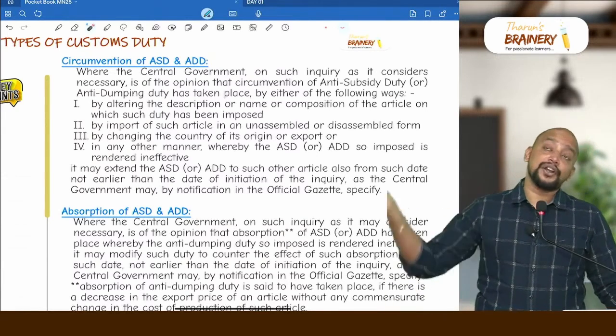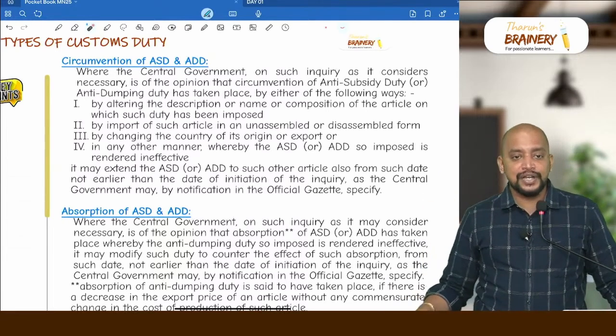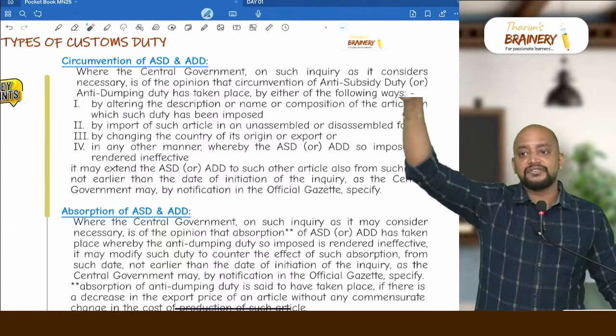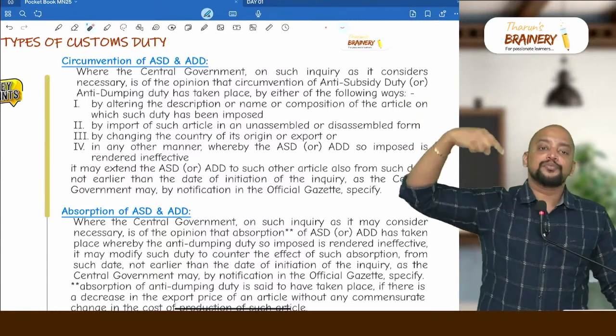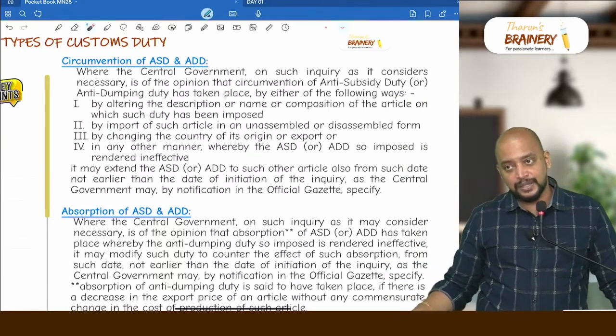And changing the country of origin. For example, import from China attracts anti-subsidy duty. From China it will go to Singapore or Malaysia, and from Malaysia we will import, and we will tell that we are importing from Singapore or Malaysia, so that we will not pay the anti-dumping duty or subsidy duty.